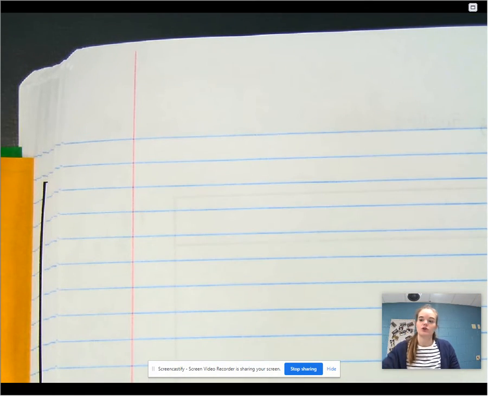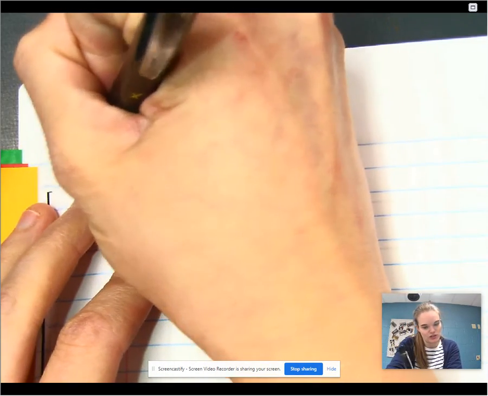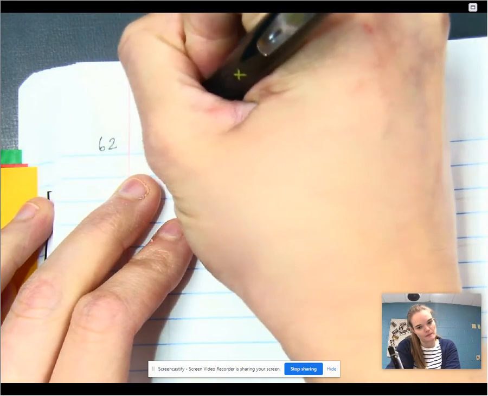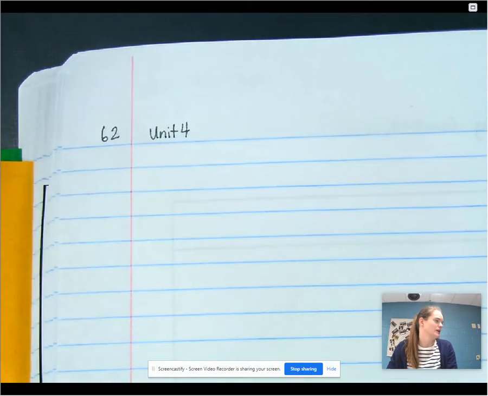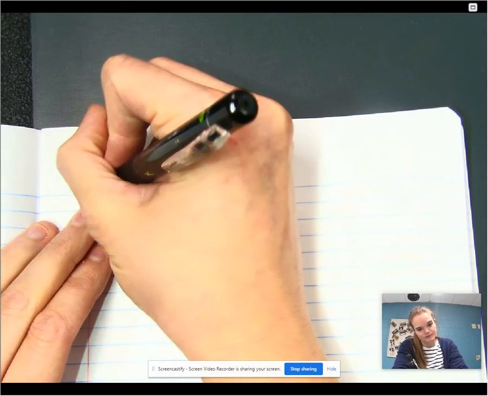Okay, so today we are starting a new unit, which means we're going to have a new tab. So you need to label page 62 and 63, unit 4. 62 will be blank. 63 will have the tab on it. Unit 4.